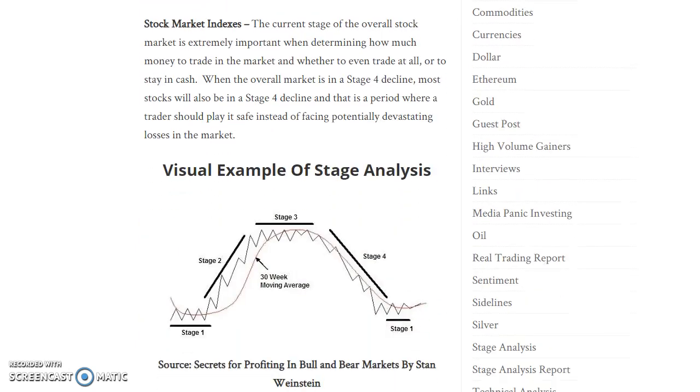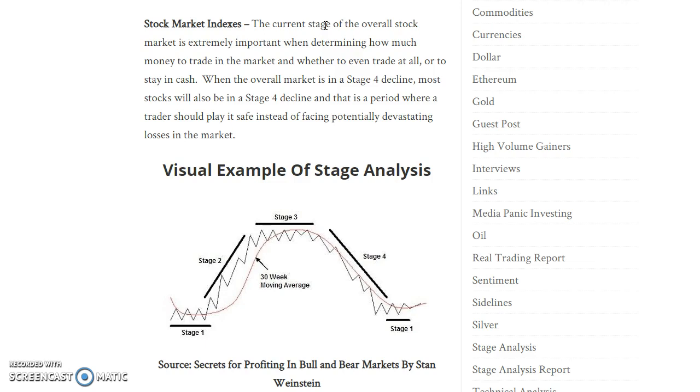But the most important tenet of stage analysis is when the overall market is in a stage 4 decline, it's time to get into cash and be very defensive and basically be mostly out of the market or entirely out of the market, because this is where devastating losses can occur. Right on my page, I say the current stage of the overall stock market is extremely important when determining how much money to trade in the market and whether to even trade at all or to stay in cash.